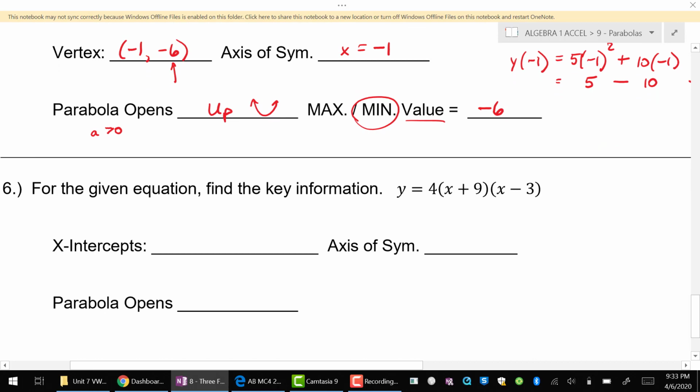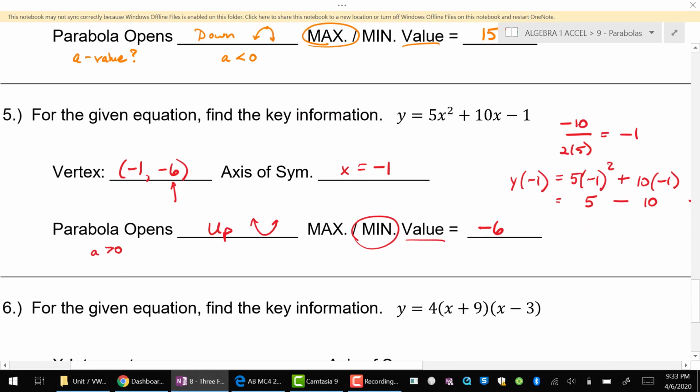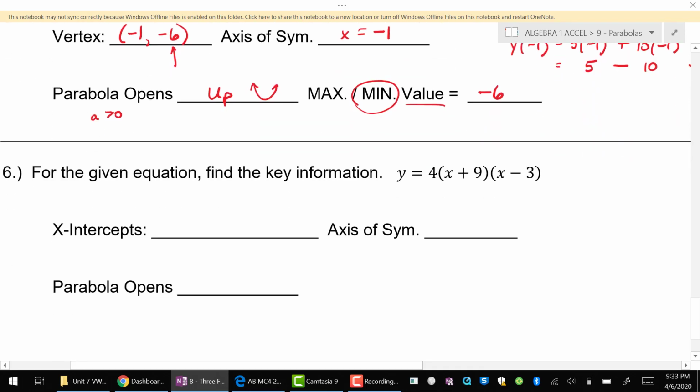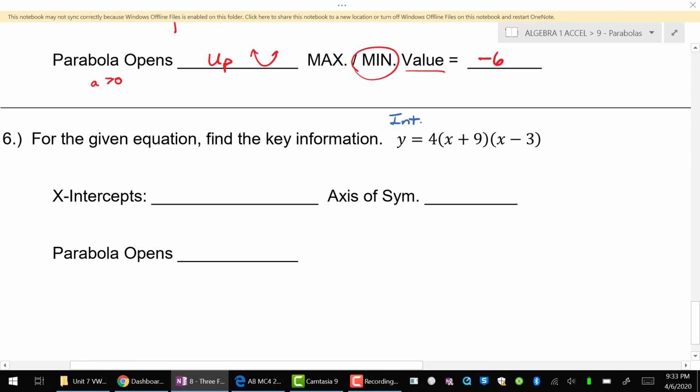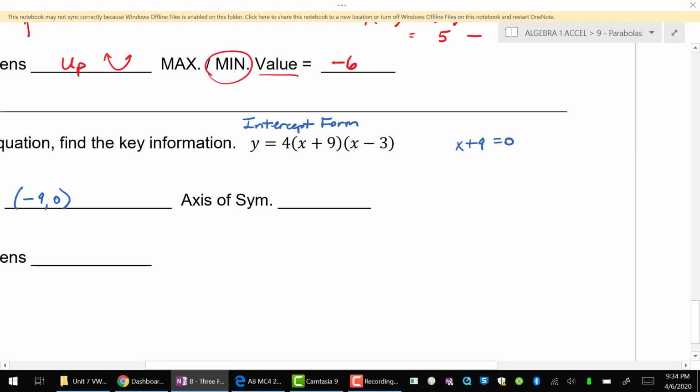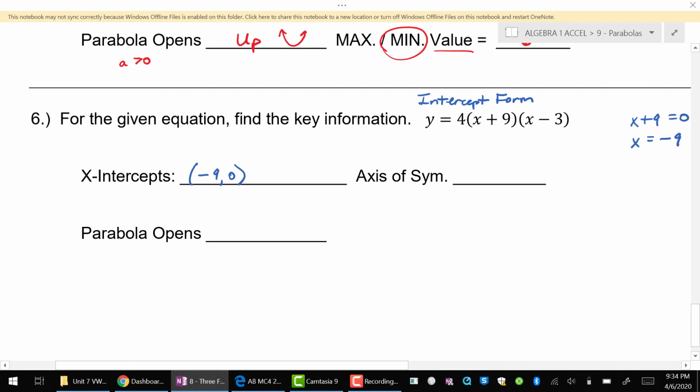And then finally, number 6. Here is an equation in intercept form. We had vertex form, standard form, and finally, here we have intercept form. I know it's intercept form because it's factored. I can see the nice factorization of that function for us. So the x-intercepts would be -9, 0. Got to remember that we're really setting these two factors equal to 0. So x plus 9 equals 0 means that one solution is -9. Set x minus 3 equal to 0, and we find that x equals +3 is another solution.